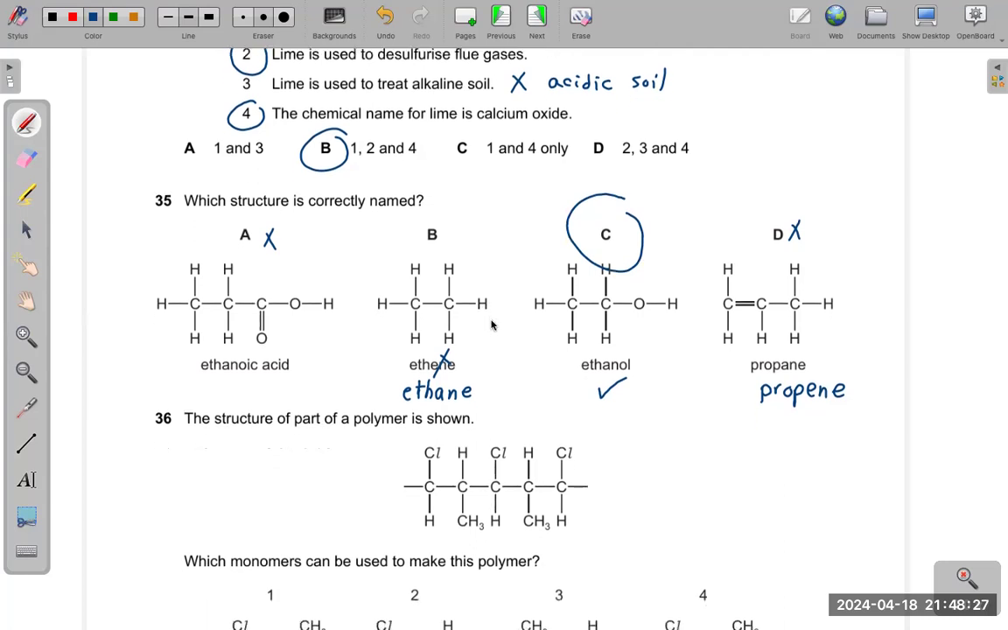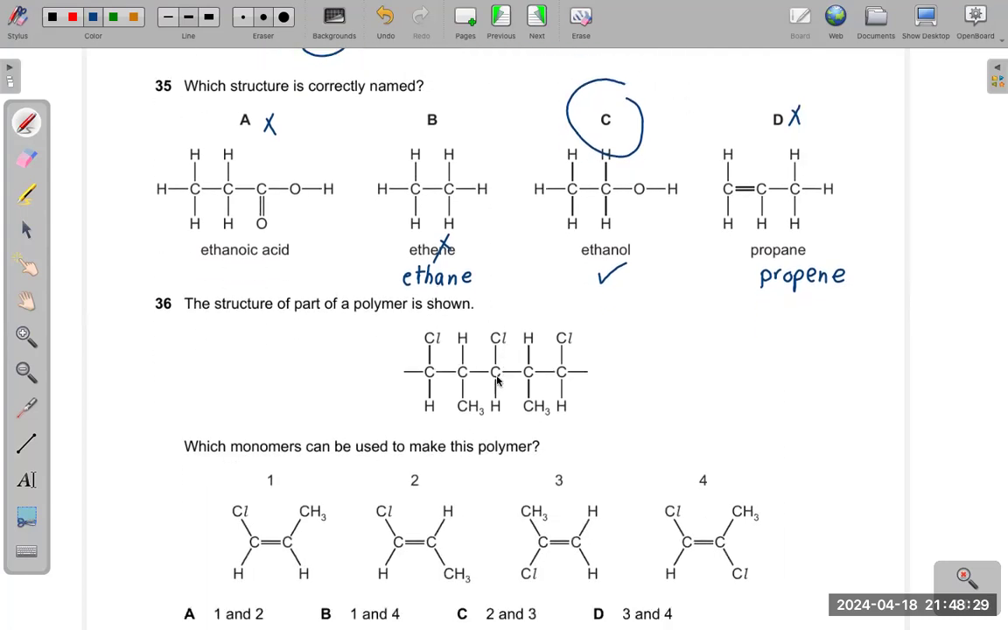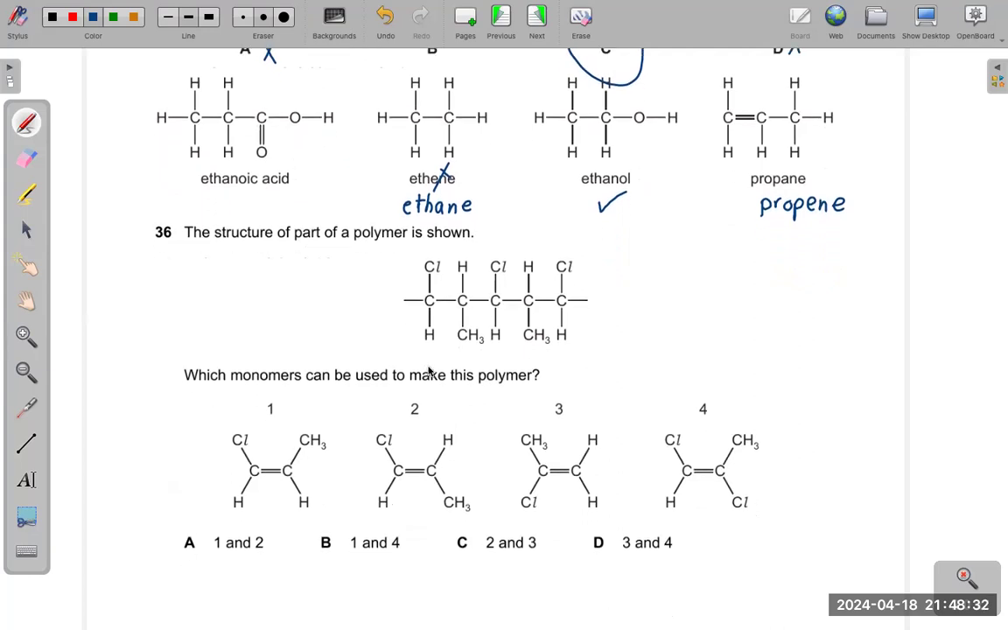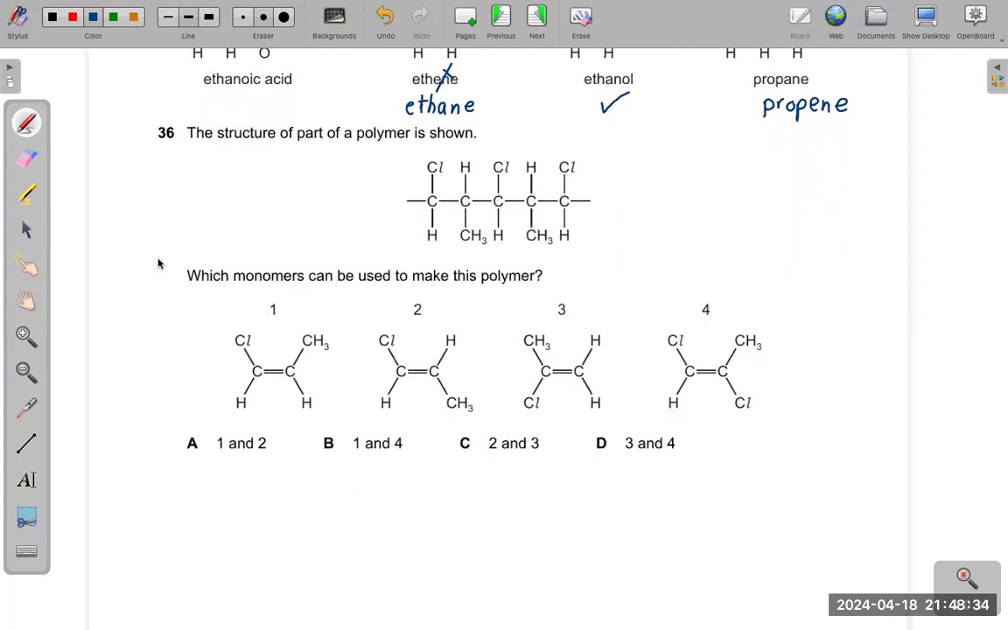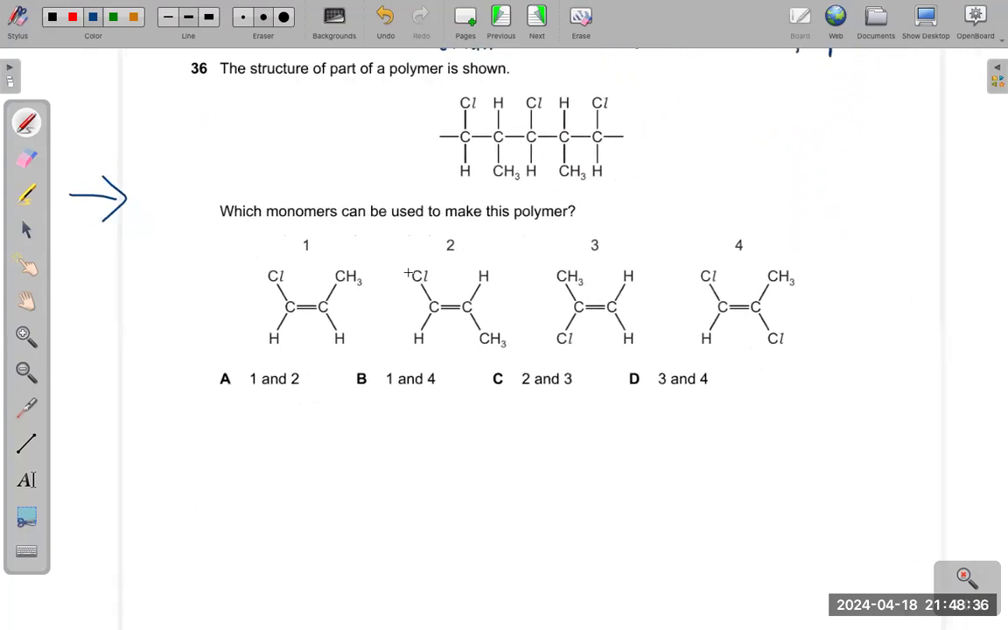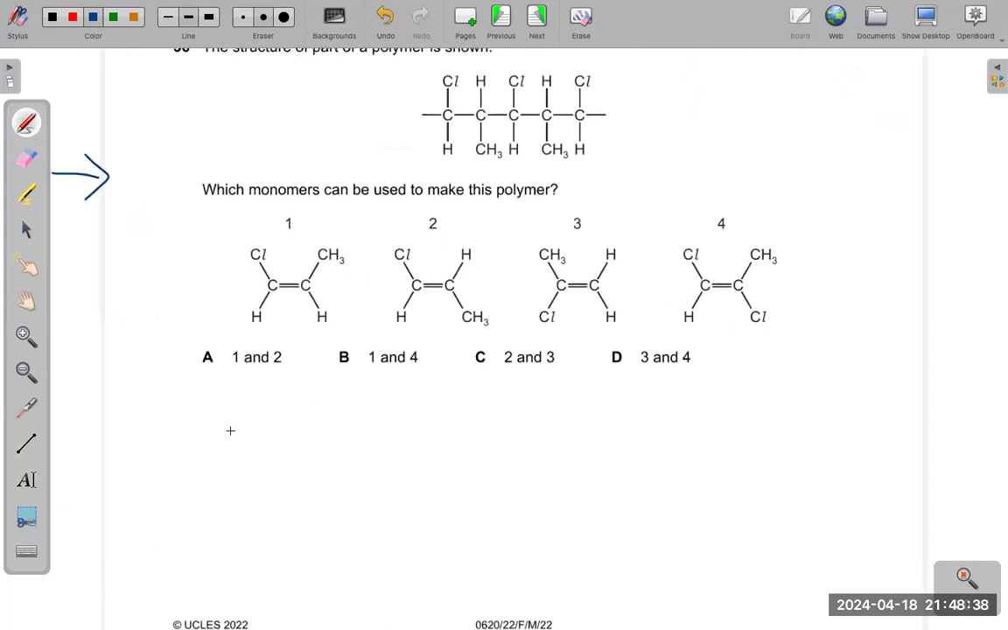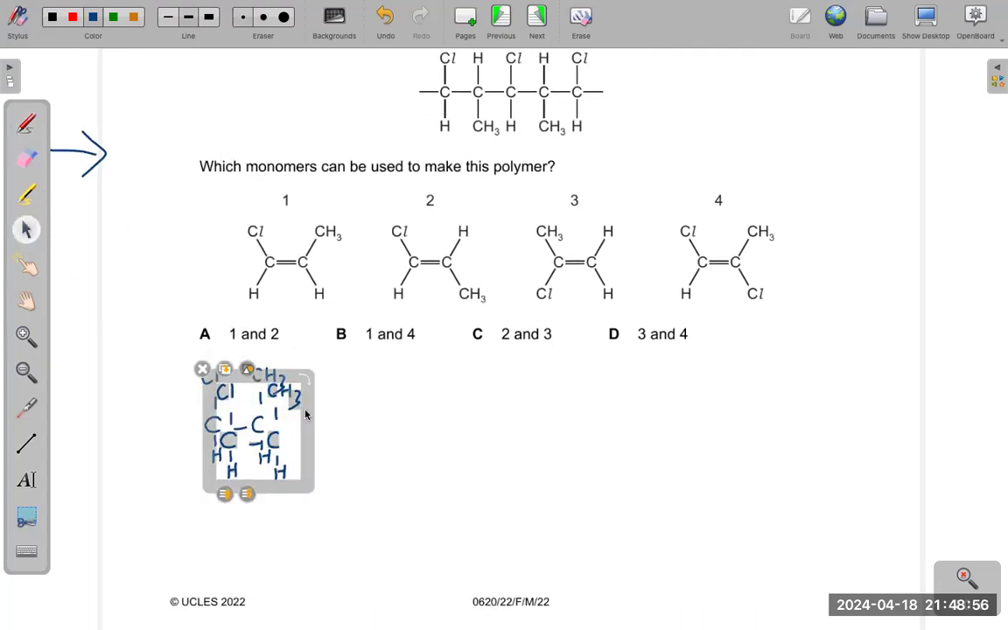Right. Number 36, the structure of part of a polymer is shown. Which monomer can be used to make this polymer? Oh, this is a good question. Mister, let's do what we are doing always. C double bond C, put the CH3 at the top here, put the H at the bottom here, put the Cl here and put the H here, remove the double bond, and then repeat. And then join them together.